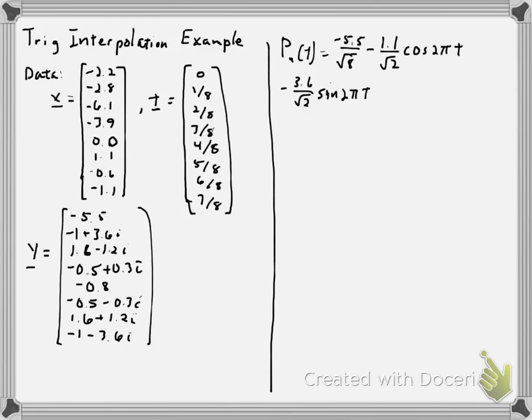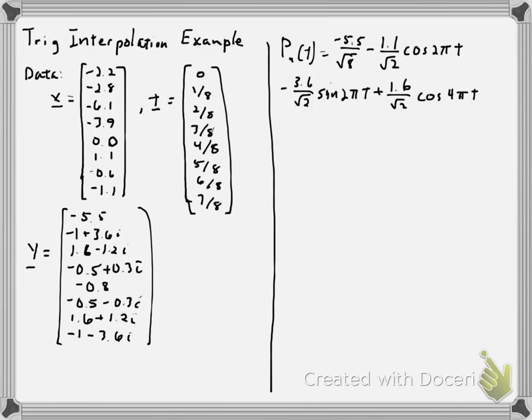And then plus, just to note that in p sub n of t, in front of the sine term, there is a minus sign in front of b sub k. So our b sub k was 3.6, and we have the minus sign. The next term is plus 1.6, that's our a sub 2, 1.6 over the square root of 2, cosine of 4 pi t. Okay, k is 2 now.